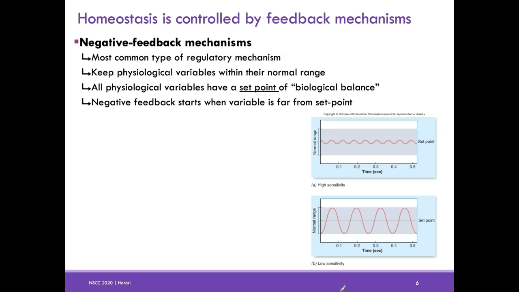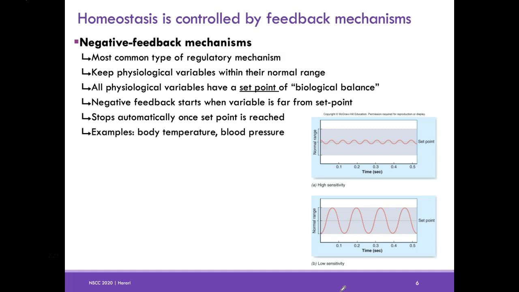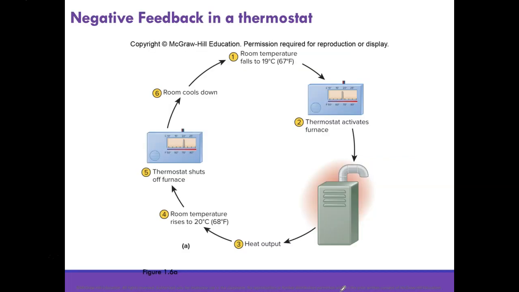So negative feedback will start when the variable is very far from the set point. If our body temperature is very far from where it should be, that's when the negative feedback mechanism will kick in. That mechanism will then stop automatically once the set point is reached again. So again, negative feedback is self-regulating. We'll talk about body temperature and blood pressure as examples of negative feedback.